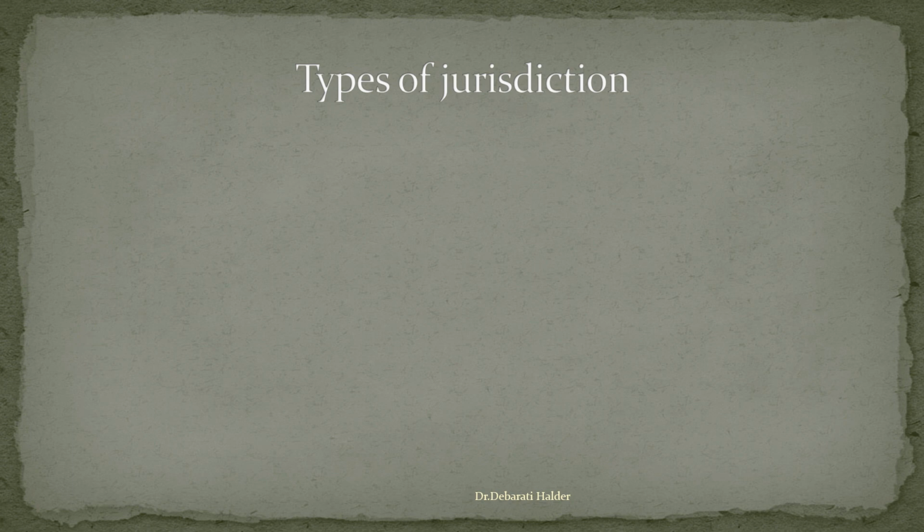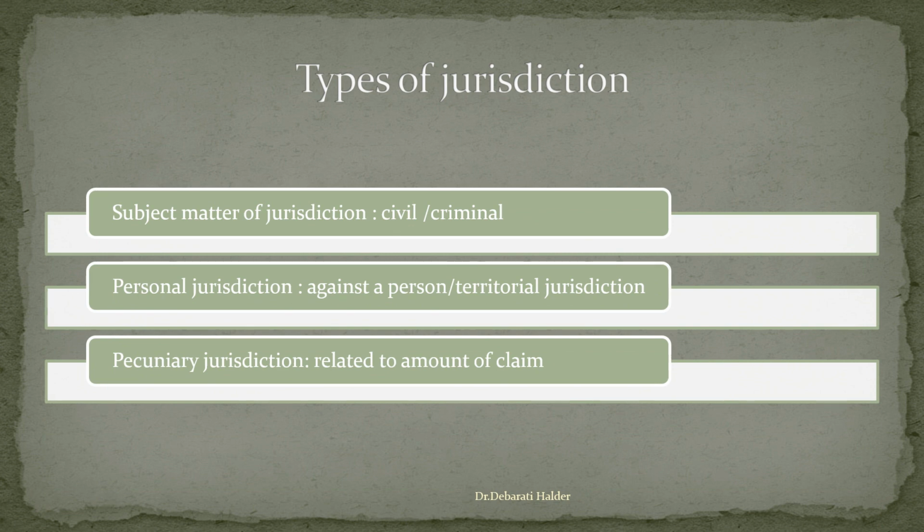Let us now understand about types of jurisdiction. It can be subject matter wise, that is, subject matter of jurisdiction, which can be civil or criminal, that is, a court can take up either a civil matter or a criminal matter. Personal jurisdiction, that is, against a person or territorial jurisdiction, and pecuniary jurisdiction, which is related to the amount of claim.